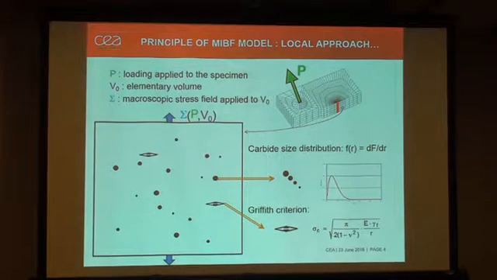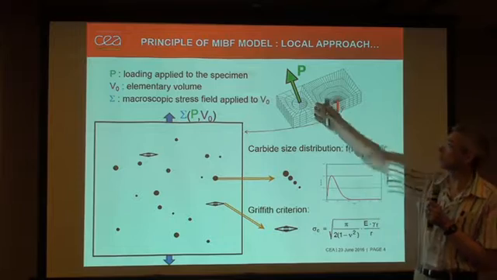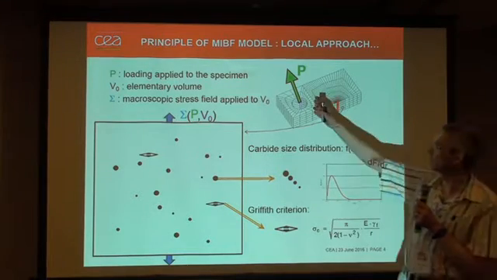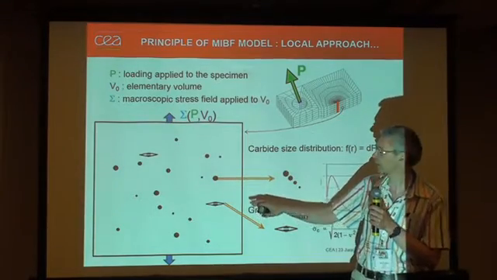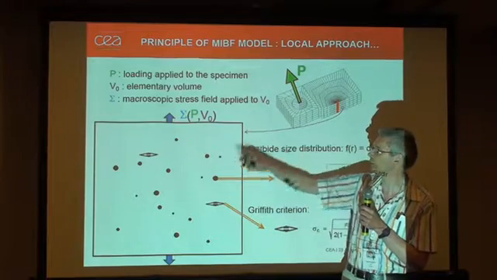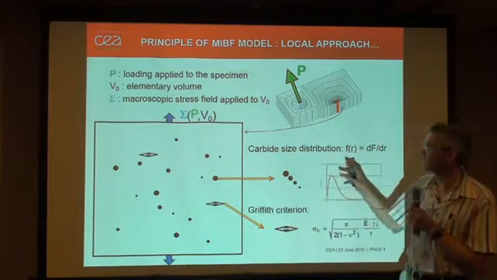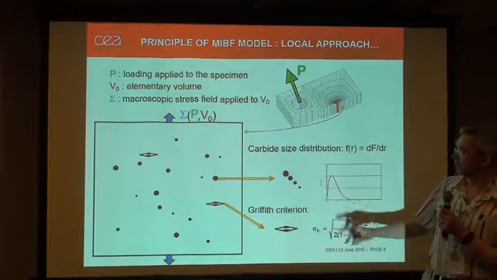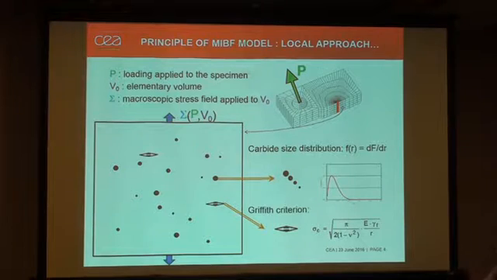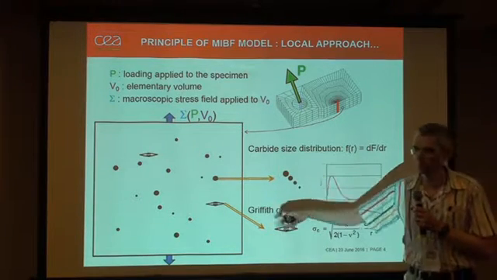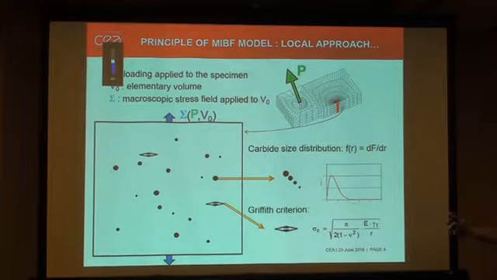In a classical local approach model, suppose you have a specimen which is loaded, a CT specimen with a P loading of the specimen. You have a crack tip, you have elementary volumes. Inside these elementary volumes, V0, you have carbides of different sizes. This volume is loaded at a macroscopic stress sigma, and carbides can gradually propagate according to Griffith's criterion. So this is the classical model.